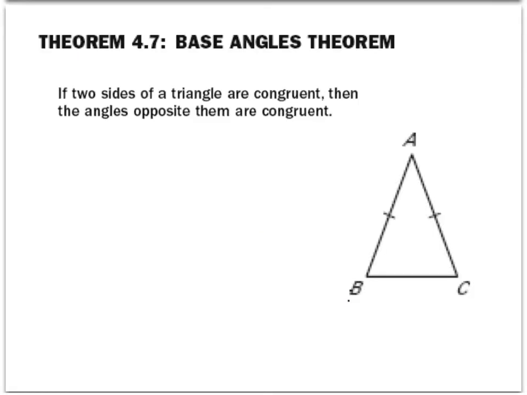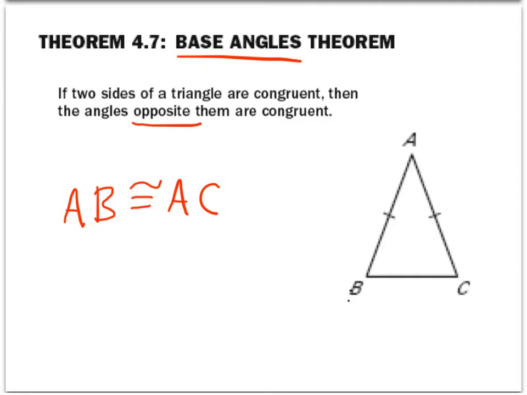This section has a couple of important theorems, and the first one is the base angles theorem, which basically just tells us that if two sides of the triangle are congruent, so we have here that AB is congruent to AC, then we can say that the angles opposite them are congruent, meaning angle C is congruent to angle B. So when we talk about the angle opposite of AB, we mean opposite angle C right here. And opposite AC, of course, would then be angle B.